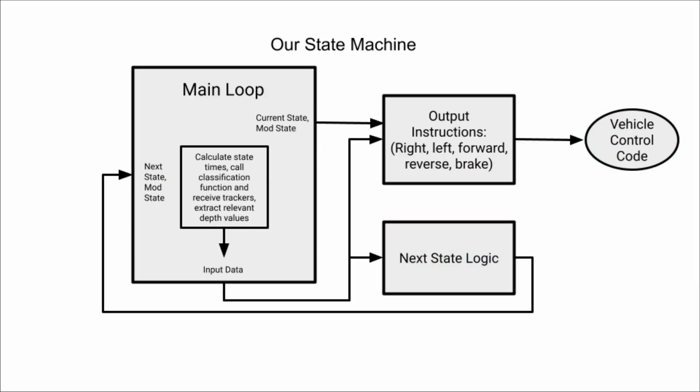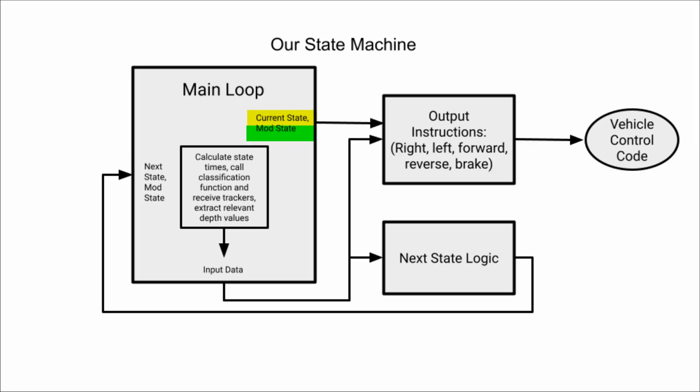This is what our state machine looks like. We have two states instead of one, and our input data is fed into the next state logic and output logic blocks. Our final output is vehicle control code, and our inputs include state time, trackers, and depth values. Despite this, the control code actually isn't an especially complicated state machine, but it can be difficult to tell what the vehicle is thinking at any given point, so it's helpful to visualize.